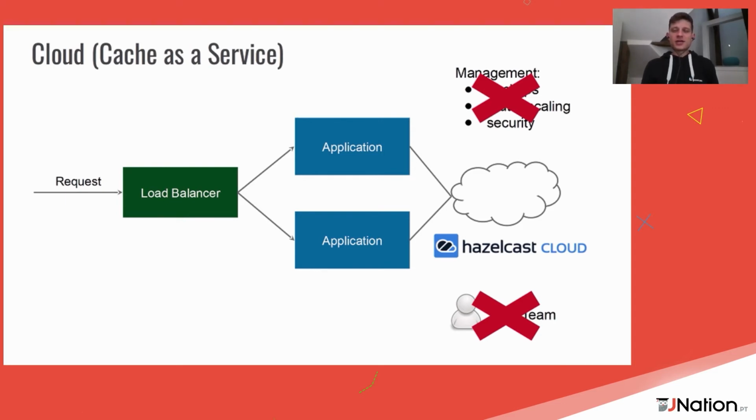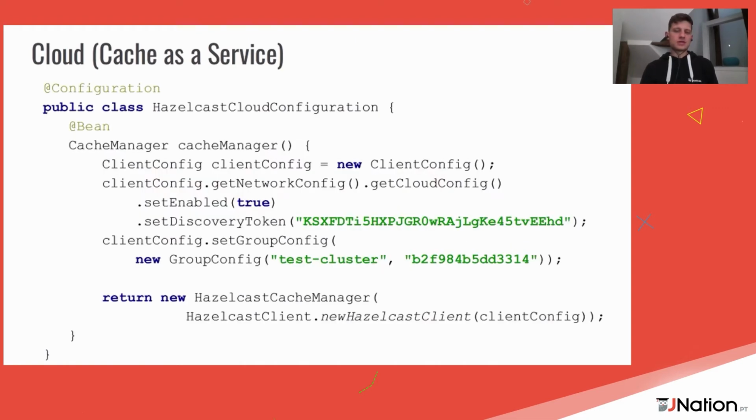How will the configuration look for this? If we stick again to this Spring example, the code will look like this. We have a discovery token. So you create your cluster in the cloud. You get a discovery token, cluster name and password. You put it into your configuration, and it's automatically discovered.